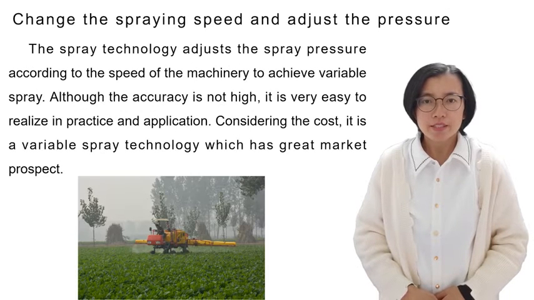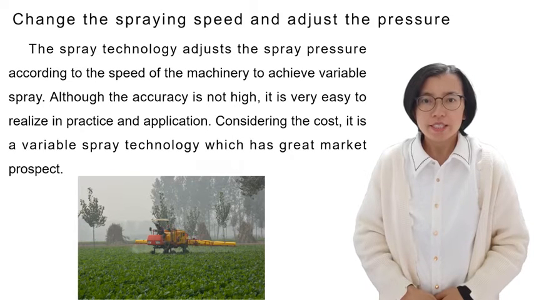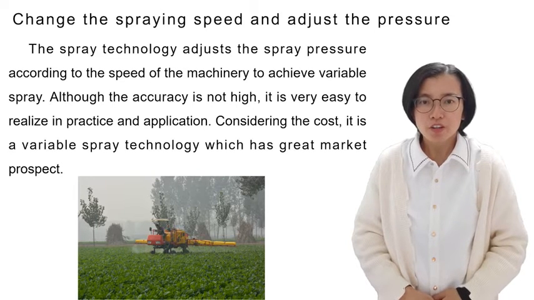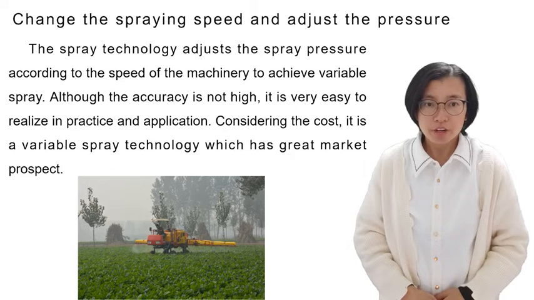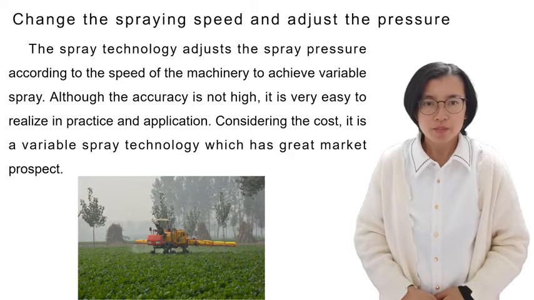The second one changes spraying speed and adjusts the pressure. This technology adjusts the spraying pressure according to the speed of the machinery to achieve variable spraying. Although the accuracy is not very high, it is very easy to realize in practice. And when we consider the cost, it is a variable spraying technology which has great market prospects.